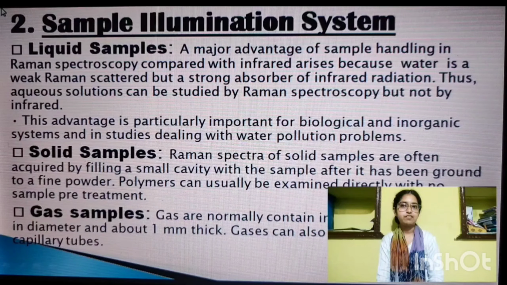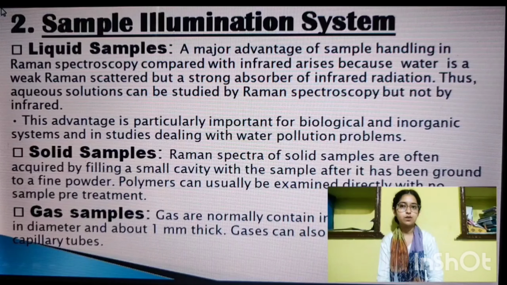A major advantage of sample handling in Raman spectroscopy compared with infrared arises because water is a weak Raman scatterer but a strong absorber of infrared radiation. Thus, aqueous solutions can be studied by Raman spectroscopy but not by infrared. This advantage is particularly important for biological and inorganic systems and in studies dealing with water pollution problems.